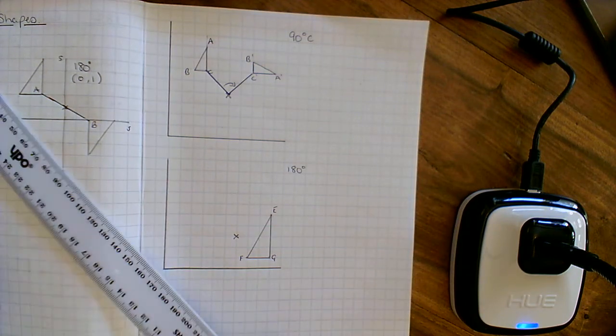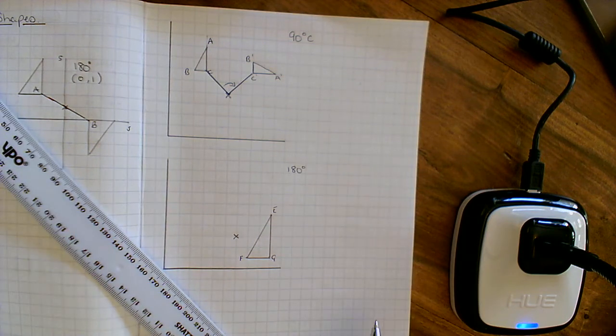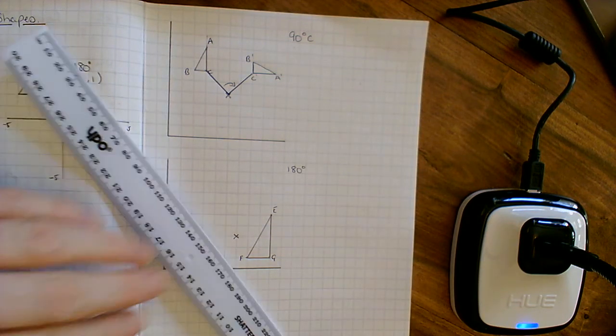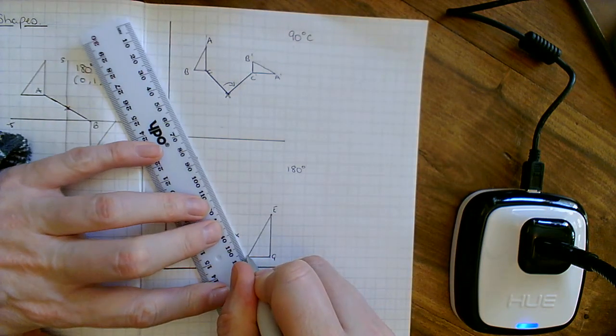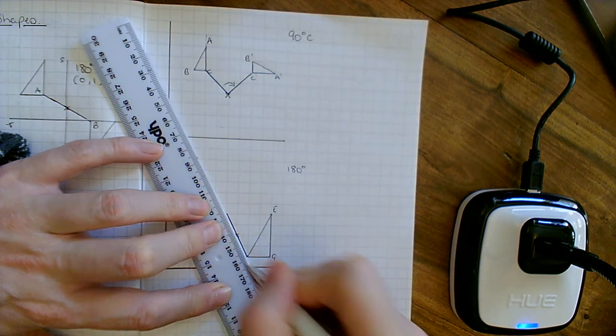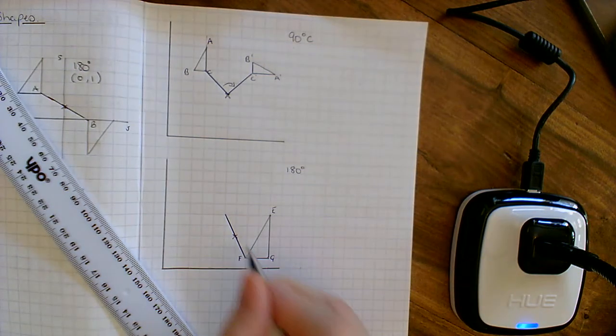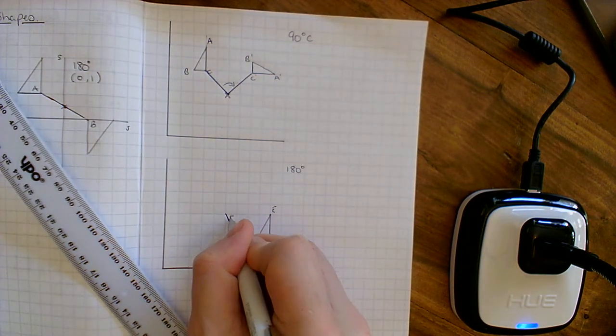And the last question is 180 degrees. Now 180 degrees, remember, is a straight line. It just flips it upside down. So you can take any point and just draw a straight line through the centre of rotation. Notice the straight line is the same distance from there to there. So this is going to be my F dash.